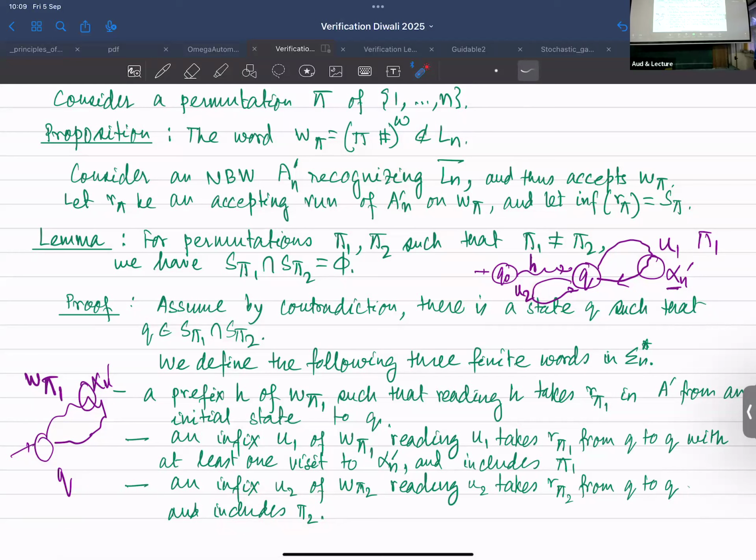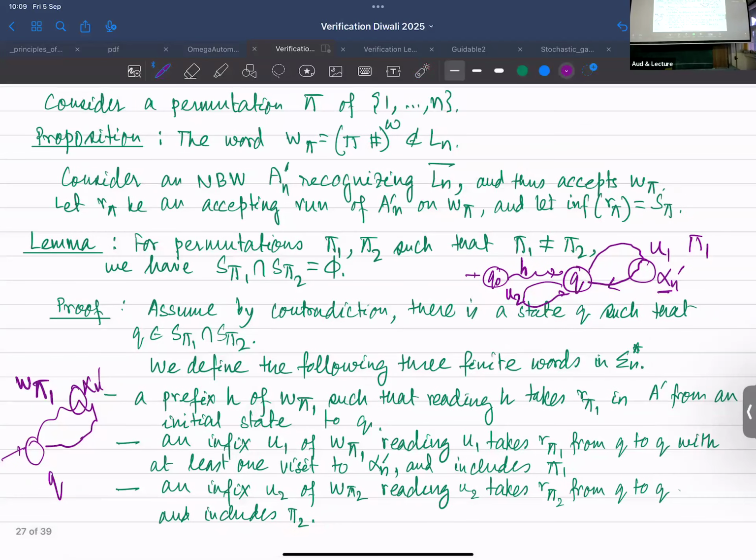I'm just saying that I would have had something like this, and this word should be large enough so that it contains pi2, and again u1 should be large enough so that it contains pi1. Such a u1 exists and such a u2 should also exist. Is it okay, or any doubt? No doubt? Okay, good.